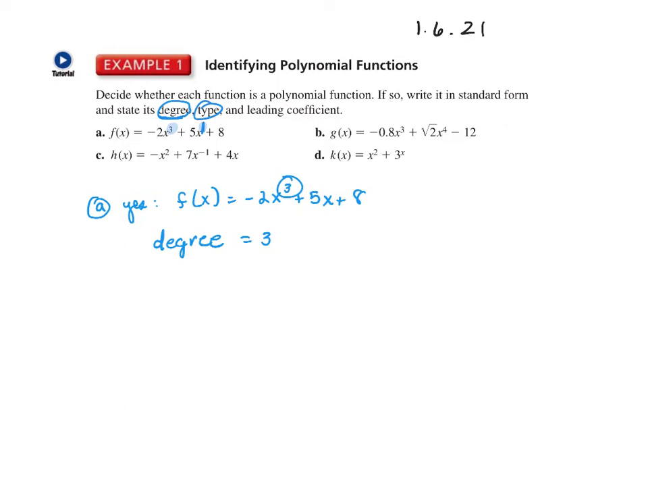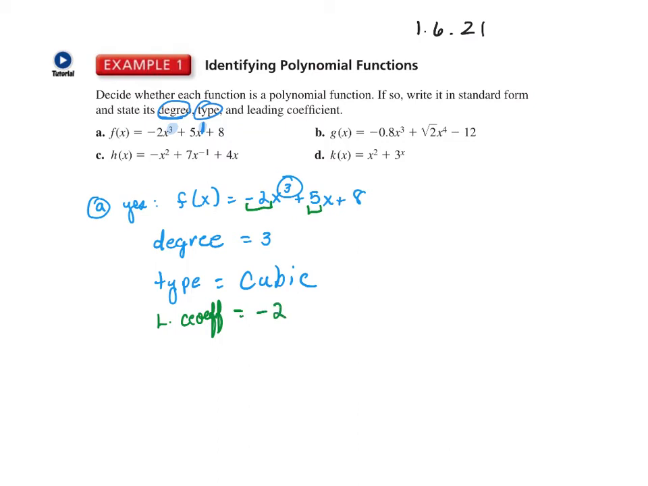Its type, that's where we name it. We call it cubic, just using that table that we just looked at. And the lead coefficient: the coefficients are the numbers that are multiplied by the variables. So we've got a coefficient here, -2, times the variable, and we have a coefficient here. The lead coefficient is just the first one. So in this case, it leads with a -2.